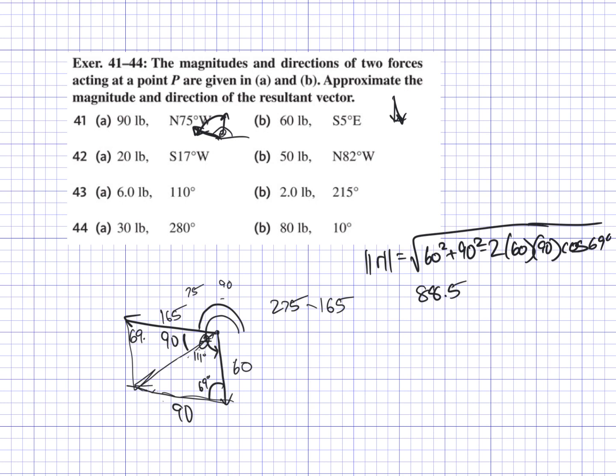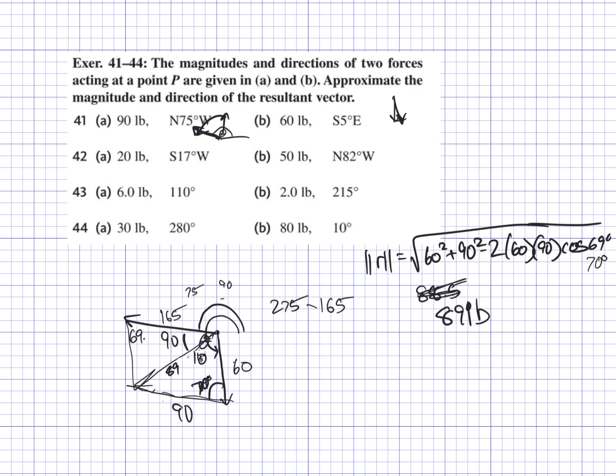And I do notice that I screwed up. The 111 should be 110 degrees, which makes this 70. So my number's off a little bit. I apologize. So that should be 70 here. And that means my calculation's just a hair off. So that should actually come out to be 89.5. We'll just say 89, 89 pounds. All right, that's your vector right there. We have 60, 90, and we now have 89.